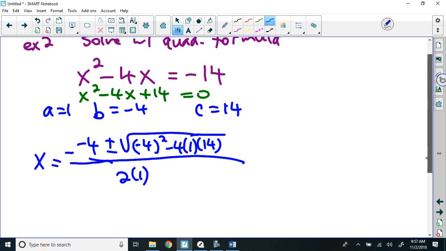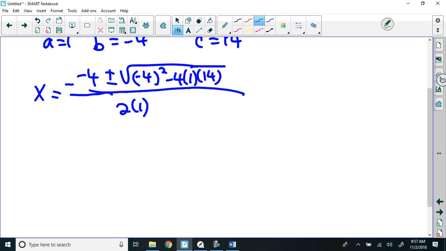So minus 4, I think we know, is positive 4, plus or minus the square root of what happens when I square the negative 4 quantity squared? It's positive. It's going to be 16. A lot of people have a hard time multiplying by 4. It's real easy. Just double and double again. Everybody knows 14 times 2, I hope. It's 28. Let's double 28. What do we get? 56, right? So that's 16 minus 56, and then it's all over 2.